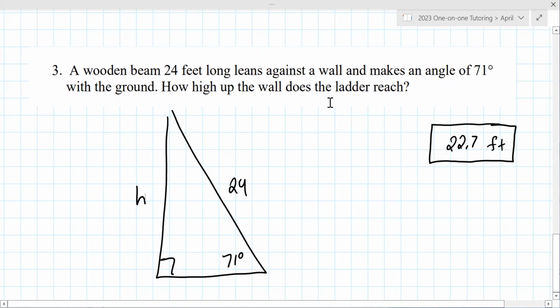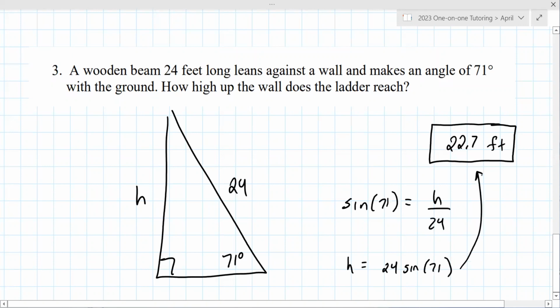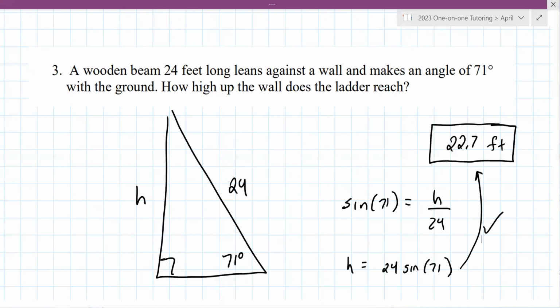It's probably just an error here. So we're going to use sine 71 equals h over 24. Does that sync up with what you have? Yep. And multiply h by 24 on both sides. All right, very good. So I'm going to assume you can put that in the calculator correctly. Very good. All right, new problem here.